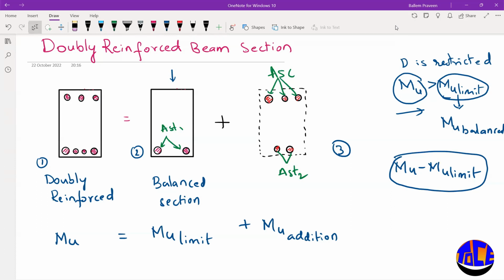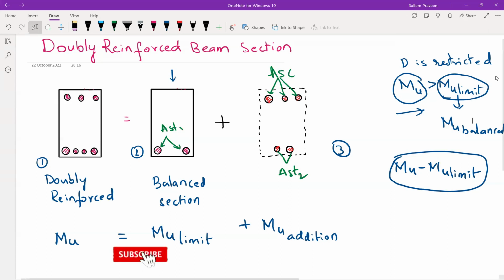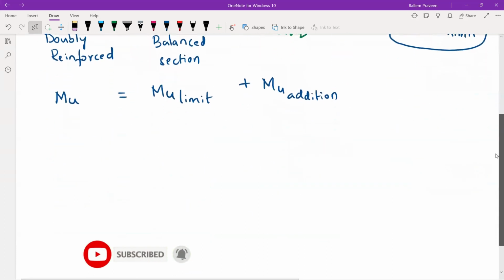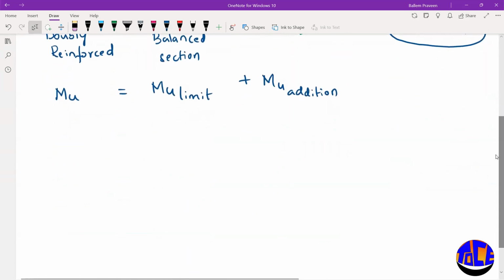Now let us understand the stress diagram. From the stress diagram you can easily go for the design. If you are able to understand the stress diagram, we can easily go for the design. So for Mu limit, Mu limit in the sense for a balanced section, you know how the diagram will be.